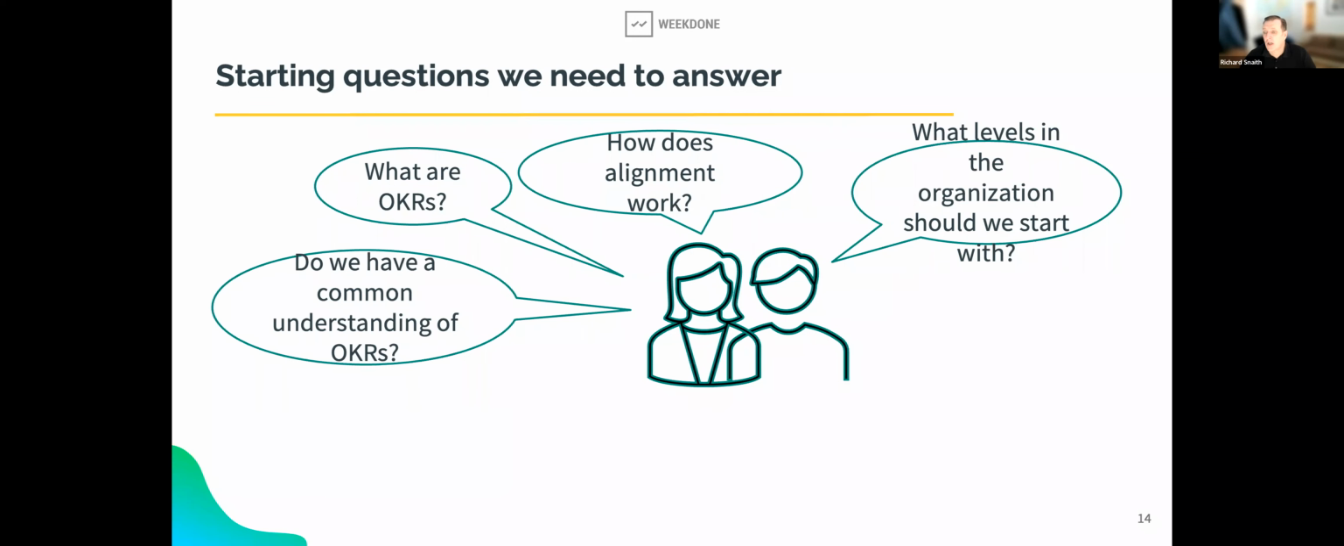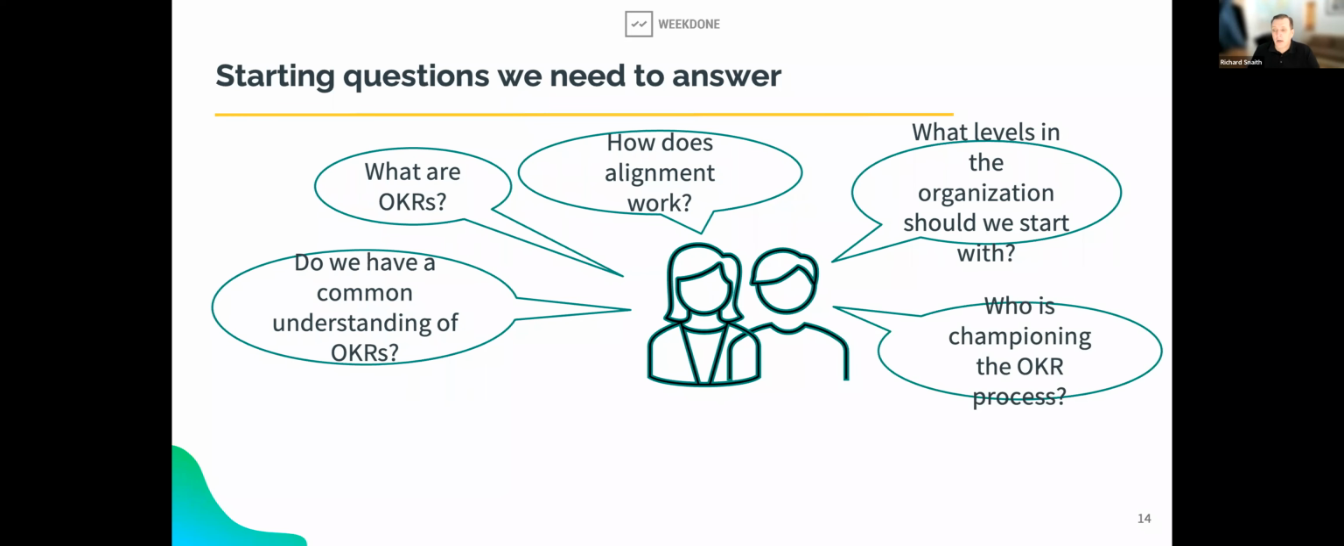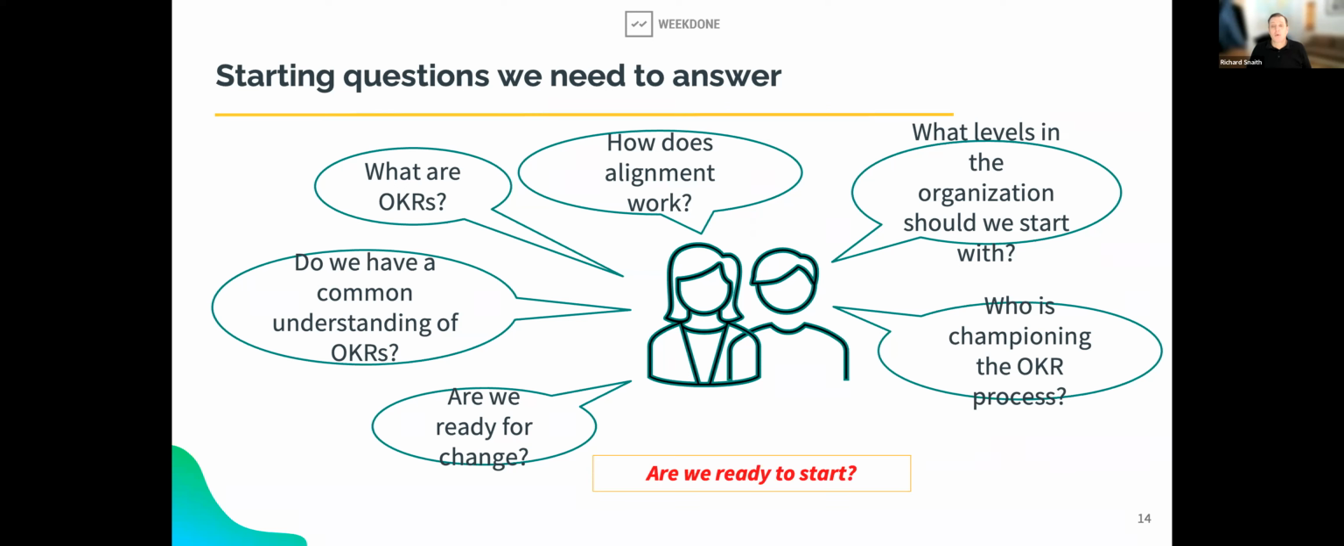What levels in the organization should we start with? How do we get started and not lose people, or run before we can walk? Who's championing the OKR process? OKRs are often changing an organization. It's a cultural change. You have to have somebody leading, managing and driving this process. Are we ready for change? A lot of companies would like to change, but we need to be ready mentally and have the time and energy to change. So, are we ready to get started?